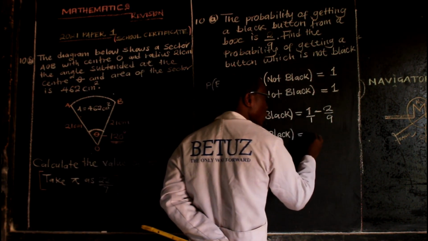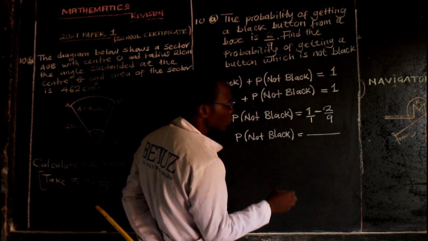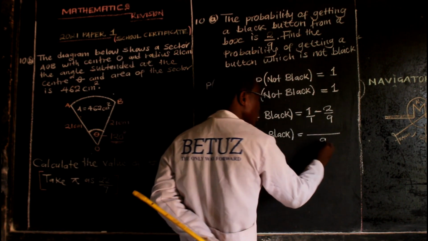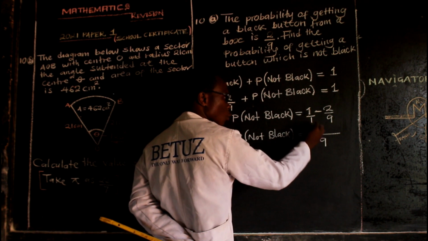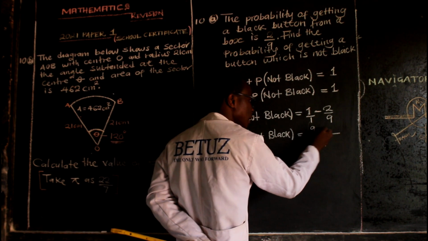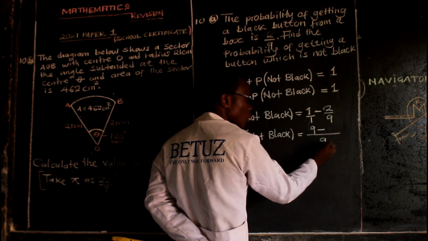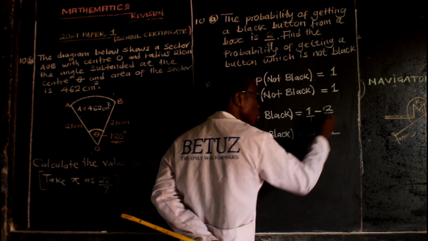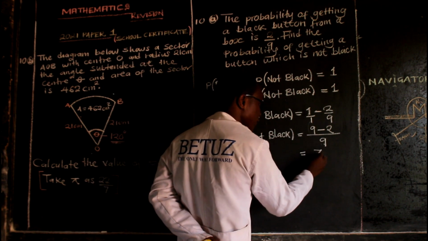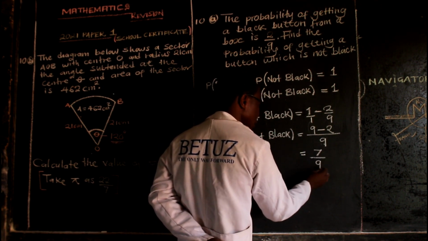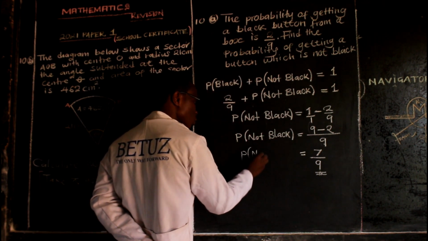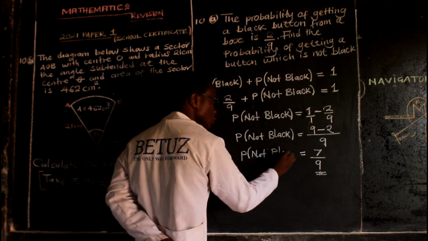Then you seek the lowest common denominator. In this case, it's 9. Then you say 1 into 9, it's 9. 9 times 1 is 9, minus 9 into 9 is 1, 1 times 2 is 2. Then we say is equal to 9 minus 2, it's 7 over 9. So this is the probability of not black. So this is the way you answer.